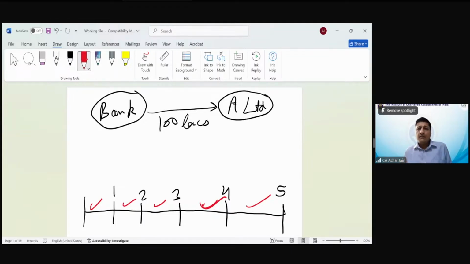So one is the intent, the second is the ability. We can ignore the intent for the time being because you can't know the intent. But ability you can always check. How do you check that? Through the past profits, and of course, through the projections. This will show the ability. Through this, the bank will get to know whether A Limited will be able to repay the money or not. So this is a very, very important part.